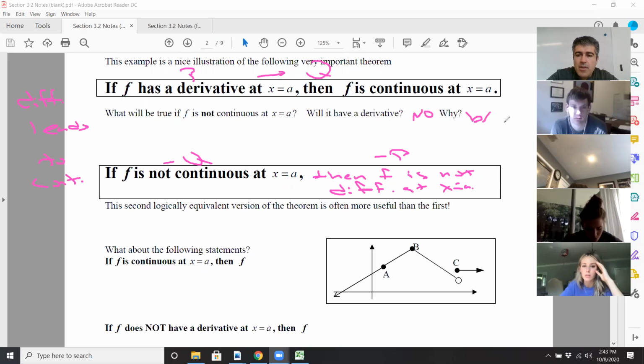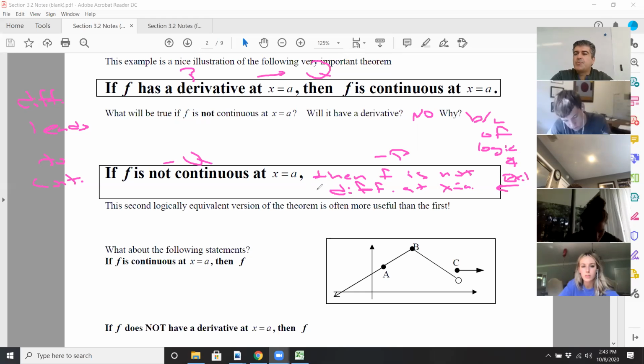Why? Because of logic, and of course, example 1 above. Because example 1 proved that to us. We did example 1 just a few minutes ago. Again, the left-hand and right-hand derivatives didn't equal each other. We knew initially that it was not continuous from the graph. So if it was not continuous, we proved there's no derivative. Logically, if you reverse the statement and do this to the opposite, then if you are differentiable, you are continuous, that makes sense.